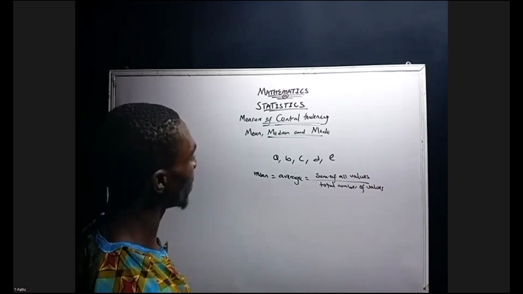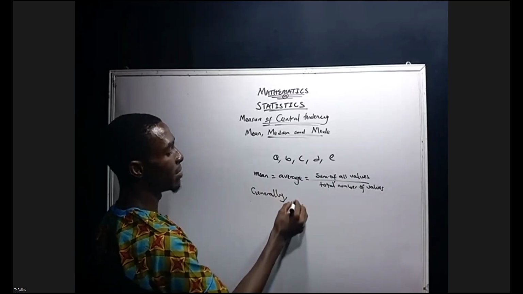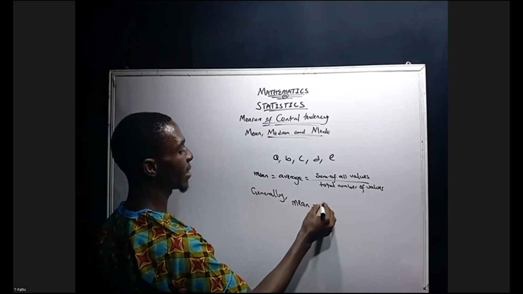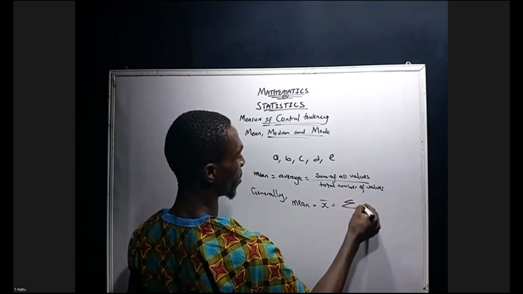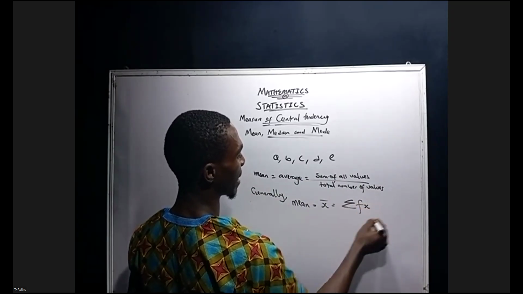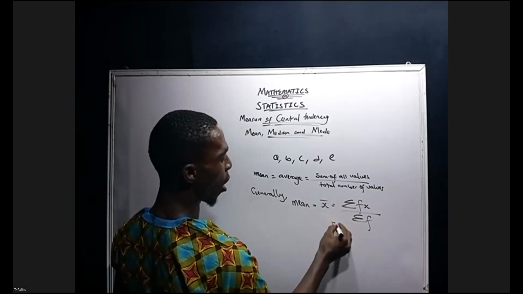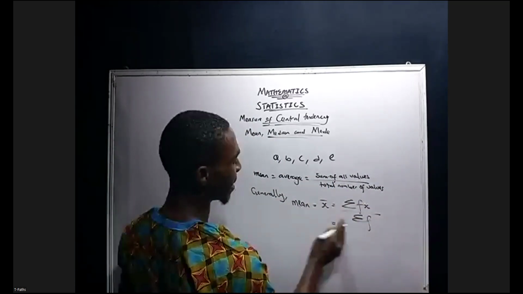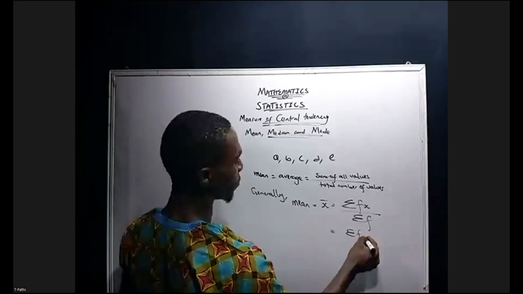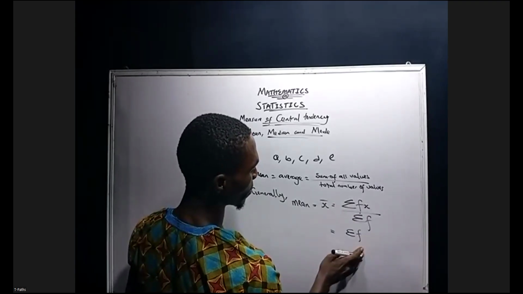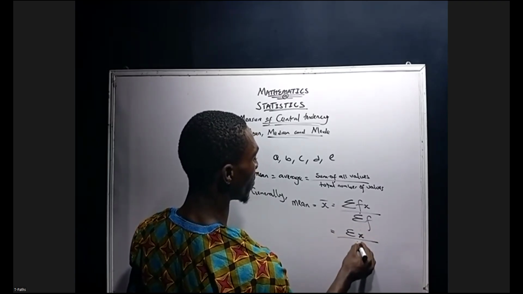Now, what do I mean there? Generally, the mean, denoted with the symbol x bar, is given as the summation of the frequency times the data over the summation of the frequency. Or you can say that the mean is also given as the summation of all values, summation of x over the number of values.